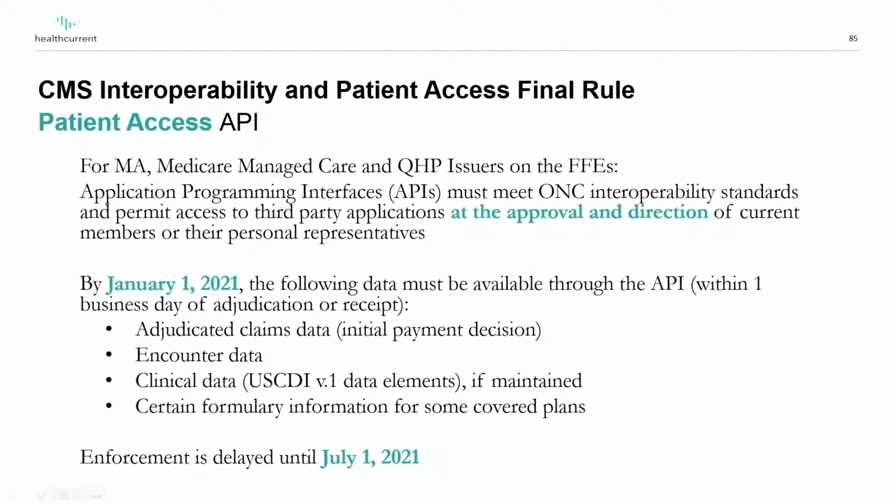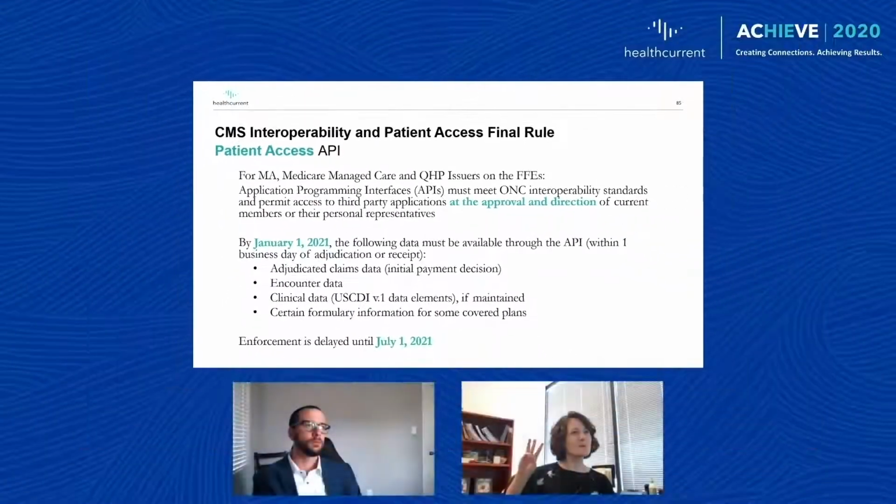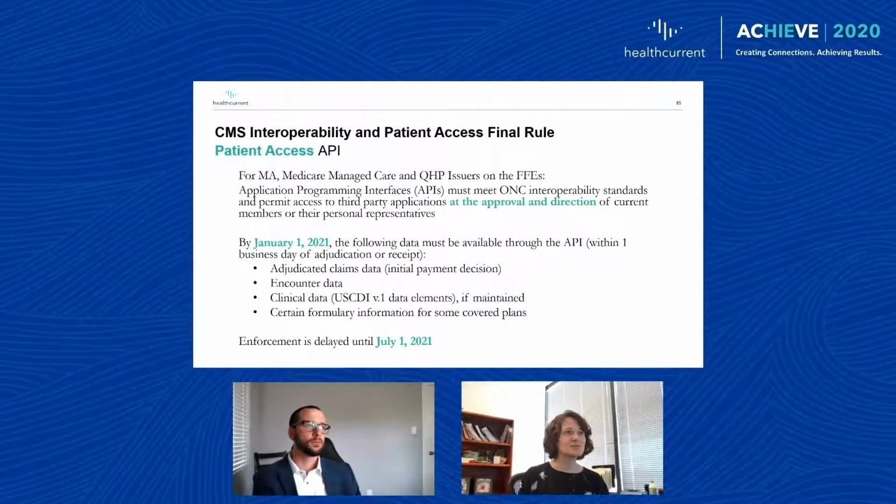There's actually three: patient access API, payer-to-payer exchange, provider directory. We're only going to talk about the patient access API and the provider directory today. Payer-to-payer exchange is also a big one, but the compliance deadline isn't until January 1st of 2022, so maybe we'll do a different topic on that one next year.